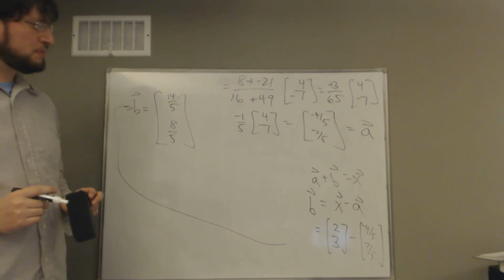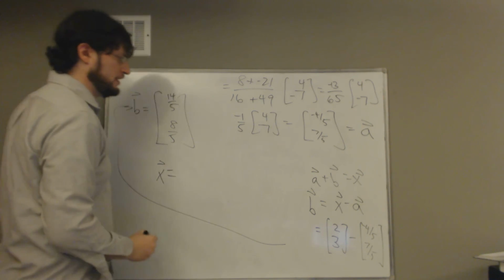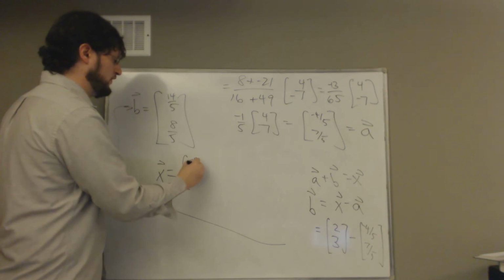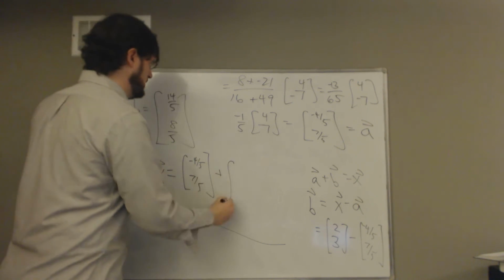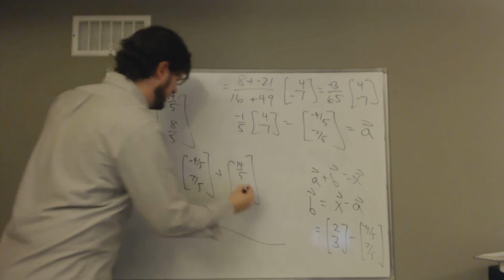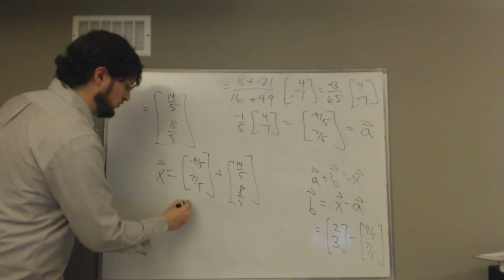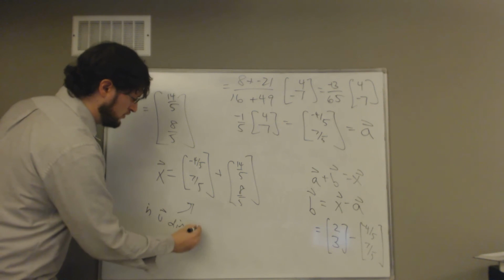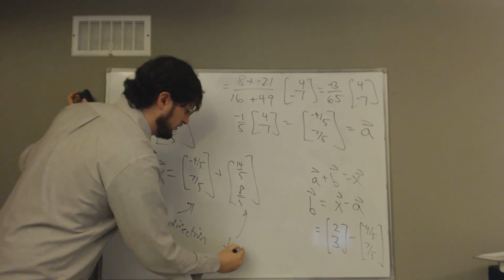And so that's our vector B, which means that I can say that x is A, which we calculated up over here, minus 4/5, 7/5, plus B, which is 14/5, 8/5. This vector is in the direction of u, and this vector was perpendicular to u.